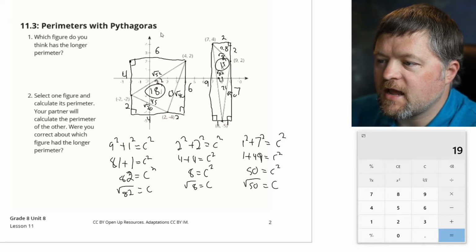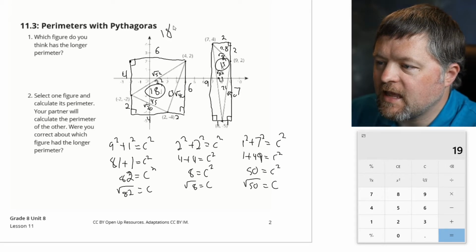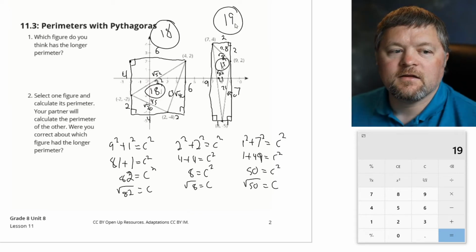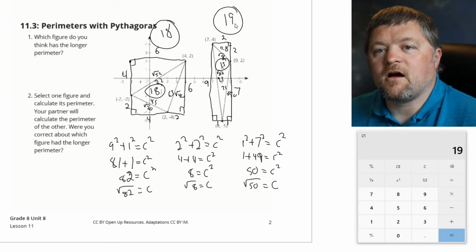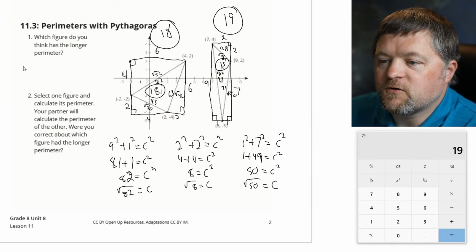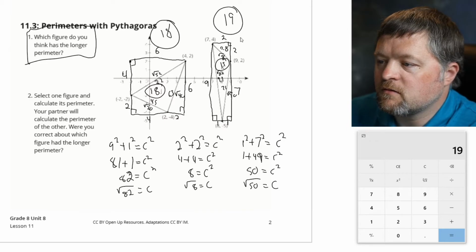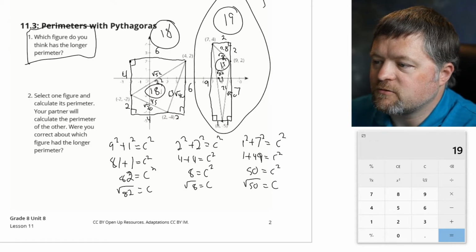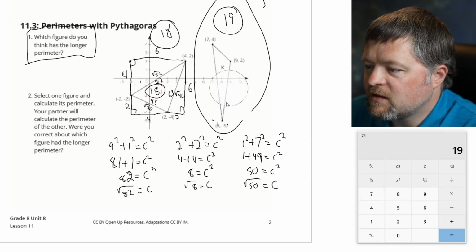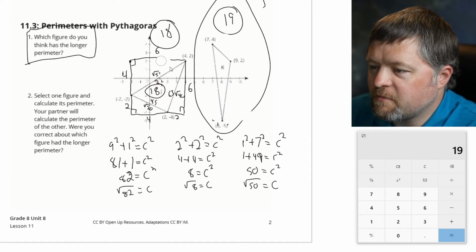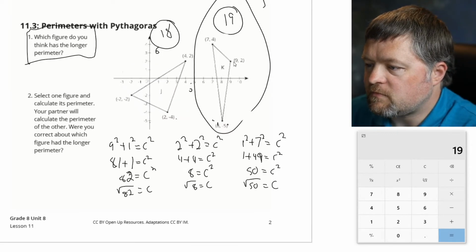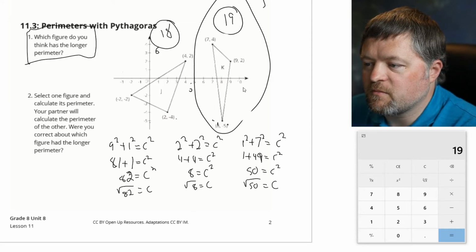So this one had a perimeter of approximately 18, and this one had a perimeter of approximately 19 because we rounded off and did not use exact values for our square roots. Which figure has a longer perimeter? This one. Let me erase some of this work so you can compare them a little bit. This one has a longer perimeter.